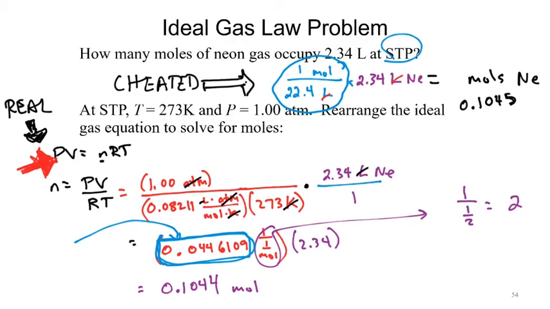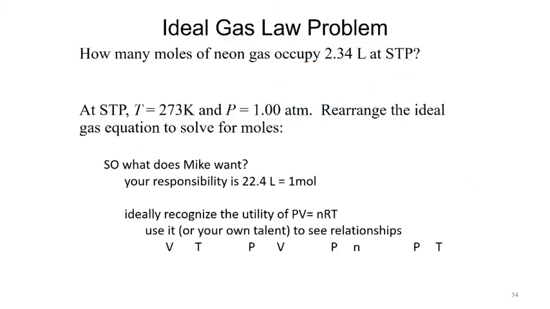Okay? So what do I want out of this? Your responsibility, as much as it pains me to say, is 22.4 liters of a gas is equal to 1 mole of a gas at STP. So if you can memorize that, you are good to use it. After that, I would like you to recognize the utility of PV equals nRT.